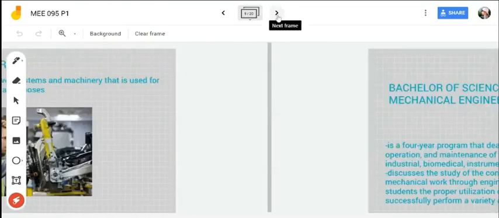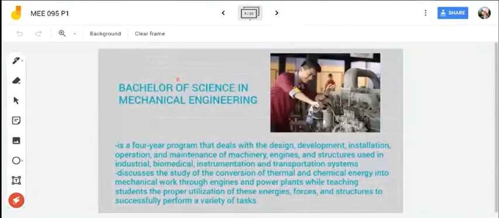Okay? More on that, let's go to the program, the mechanical engineering program itself. So it is called the Bachelor of Science in Mechanical Engineering. So ano nga ba itong Bachelor of Science in Mechanical Engineering na kinuha nyo? Or ano nga ba itong course na nakuha nyo ngayong college kayo?